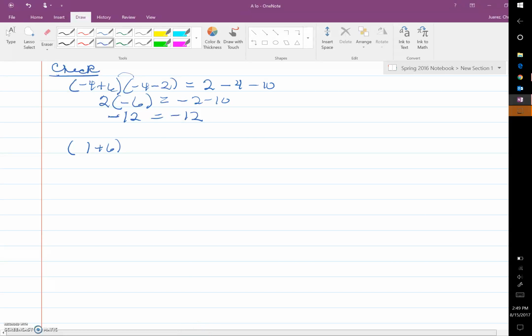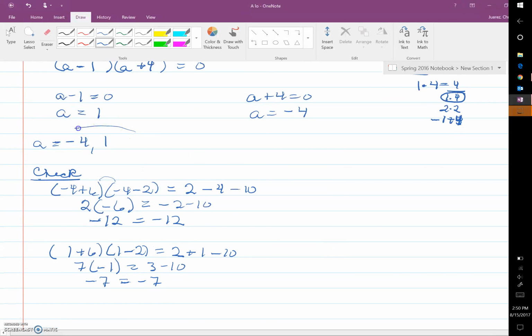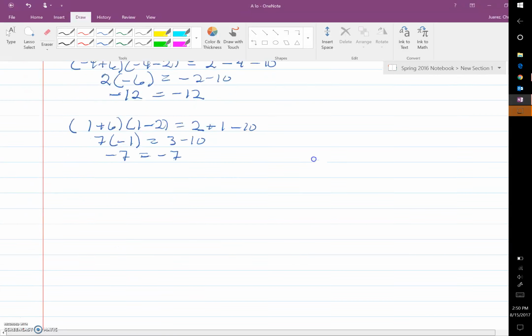And back to here. Okay, so 1 plus 6, 1 minus 2 equals 2 plus 1 minus 10. Okay? Again, inside here we're just adding, so that's 7. But remember, these two are being multiplied, so that's negative 1 equals 3 minus 10. 7 times negative 1 is negative 7, and 3 minus 10 is negative 7. It means that these answers are correct. Okay?